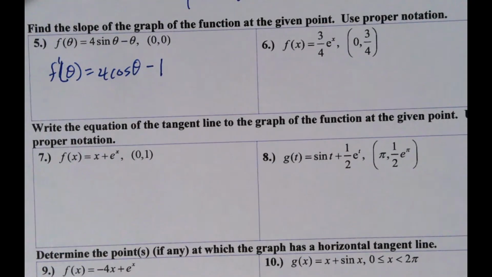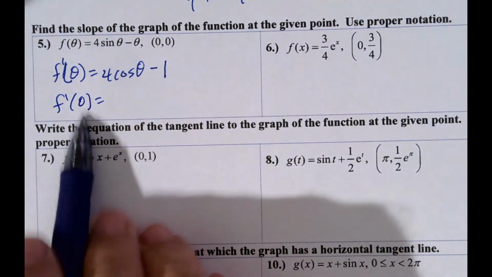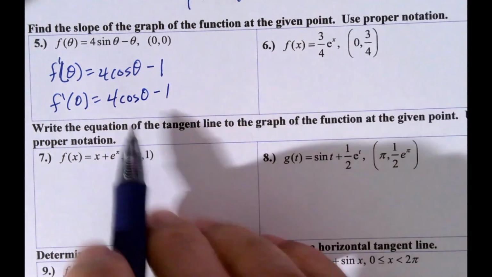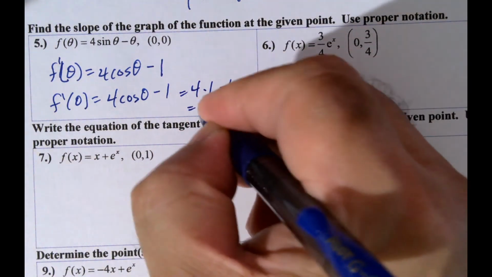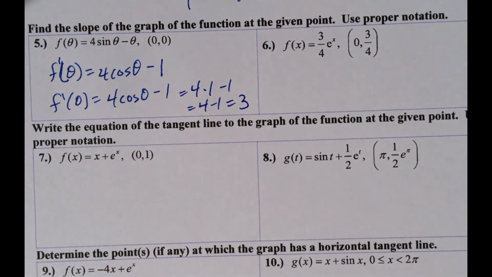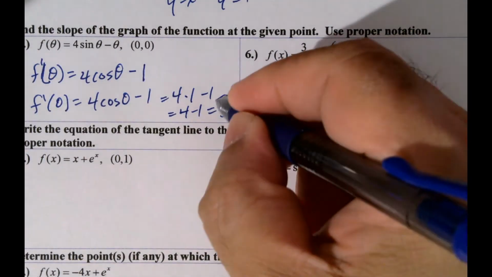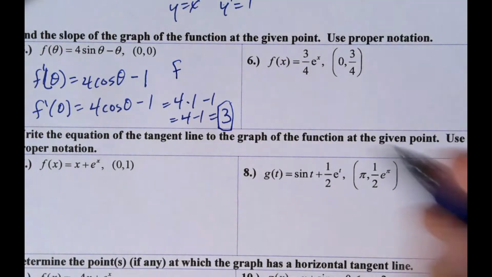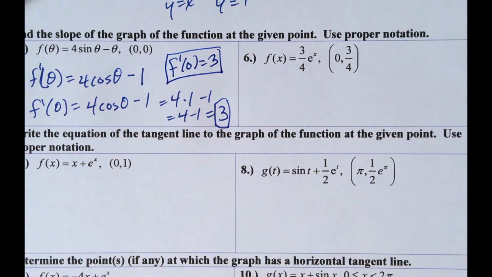Plug in the 0. So what is f prime of 0? So that's a 0. That's a theta. So it's 4 cosine of 0. Cosine of 0 is 1. So it's 4 times 1 minus 1, which is 4 minus 1, which is 3. Moving on to 6. Right, so this is the answer. It's only asking for the slope. So, if they're going to be picky about it, it's f prime of 0 equals 3. There's our answer. All right.